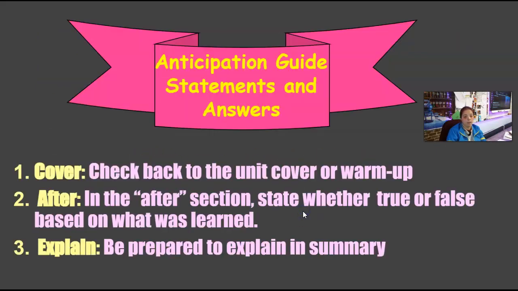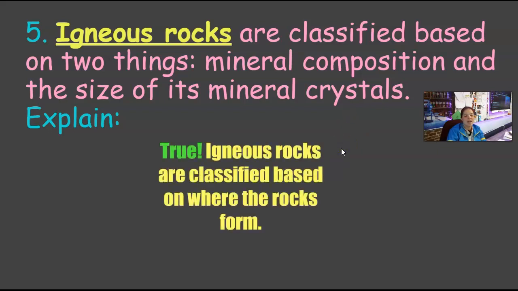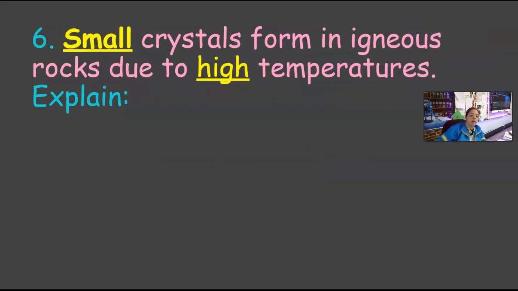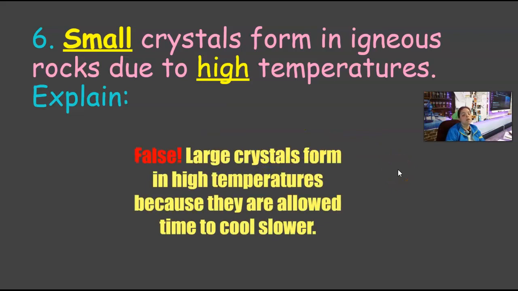All right. Anticipation guide, we're going to flip back to page 2. We're going to answer this, then we're going to go back to page 10 and do the summary. So let's look at this. True, false on the right-hand side. Igneous rocks are classified based on 2 things, mineral composition and the size of the minerals. True or false? True. They are also classified based on where they're formed. Small crystals form in igneous rocks due to high temps. Small ones are the low temps, large ones are the high temps. That's because they're allowed to cool at a much longer rate.